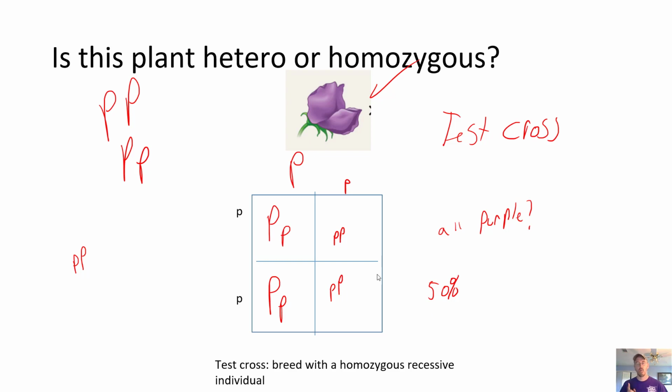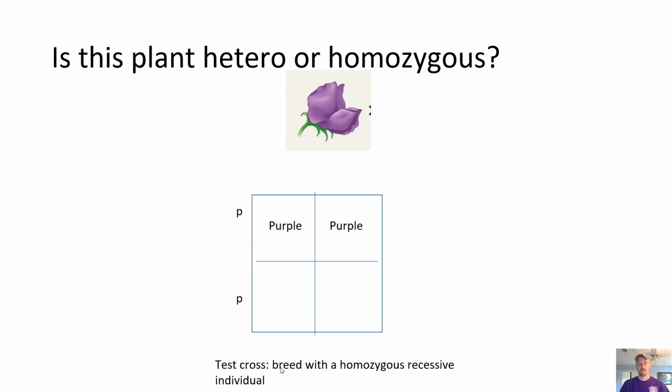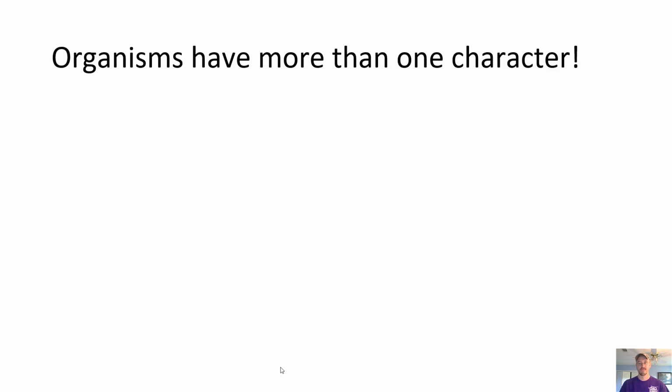So he could tell what the genotype of the unknown flower was by crossing it with a homozygous recessive individual. That's pretty cool. Purple, purple, purple, purple. Well, if that happened, we already know that would mean the unknown was homozygous dominant. If it was purple, purple, white, white, then we would know it was not homozygous. It was heterozygous, I should say.